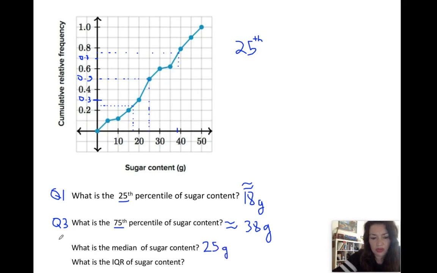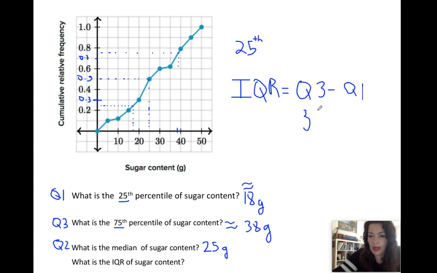By the way, we also sometimes call the median Q2, although we rarely use that. Now the question asked, which is a common question, is what is the IQR of the sugar content? If I want to know the IQR, all we need to do is subtract Q3 minus Q1, and we already have calculated Q3. Q3 is 38, and Q1 is 18. So the IQR of sugar content is 20 grams.